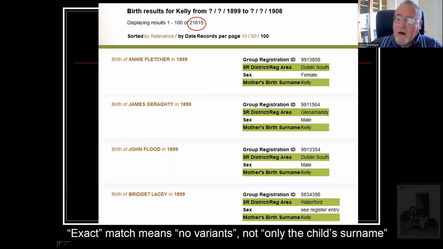The surname variance, I'll say a word about that in a second. But for example, those 3,000 difference of records, that would be O'Kelly, that would be Kelly, Kelley, Kellie, Kely. Anything like that is excluded. You're only getting exactly the spelling of Kelly, but it is searching all the fields, forenames, mother's maiden name, father's forename, and so on.